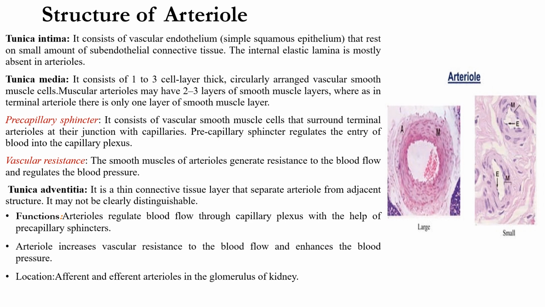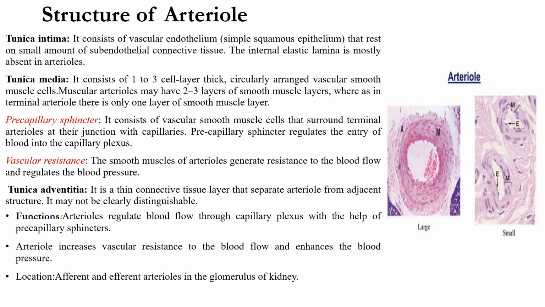Then the tunica media is 1 to 3 layers of cell thickness, and it has circularly arranged smooth muscle cells, and the terminal arteriole has only one layer of smooth muscle cells. Then again, here two interesting things are, as discussed earlier. There is precapillary sphincter at the initial segment of the meta-arteriole. So it consists of vascular smooth muscle cells that surround the terminal arteriole at its junction with capillaries, and the precapillary sphincter regulates the entry of flow into the capillary plexus, and thus it maintains the blood pressure. Then it offers resistance. The smooth muscle cells of arterioles generate resistance to the blood flow by contraction, and they regulate the blood pressure.